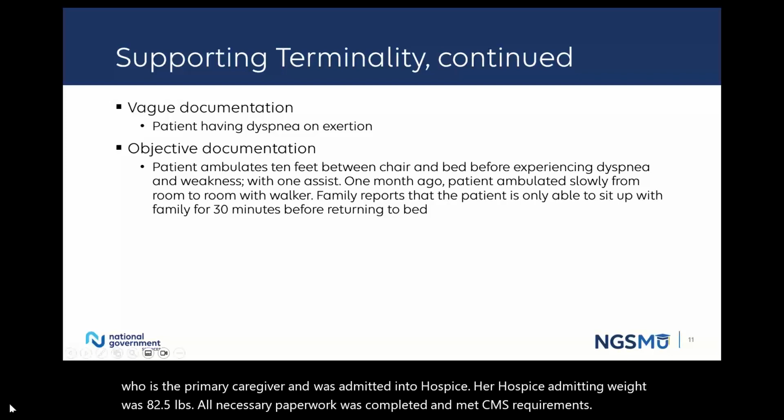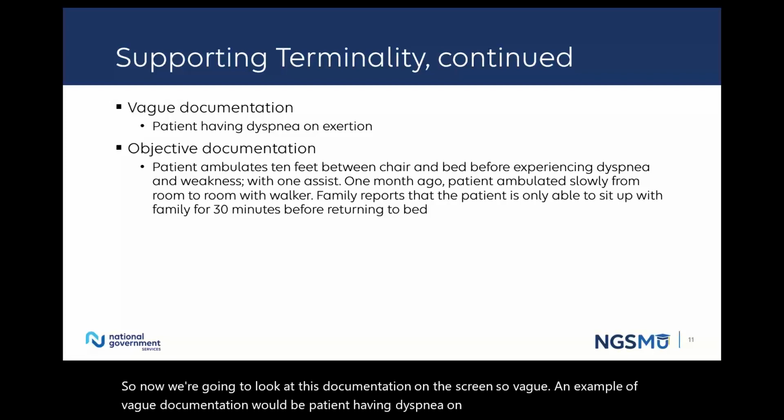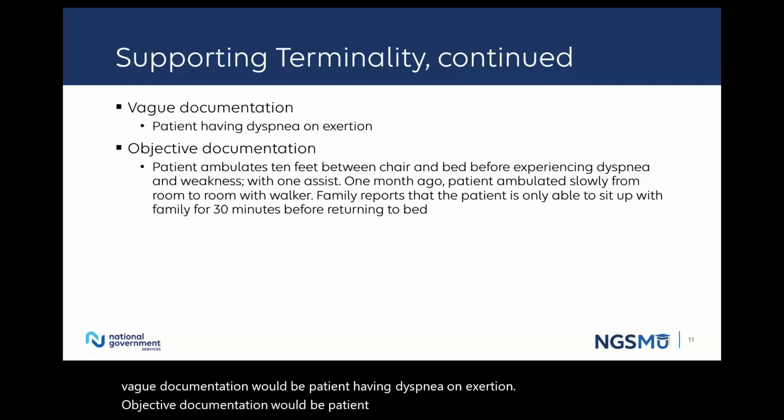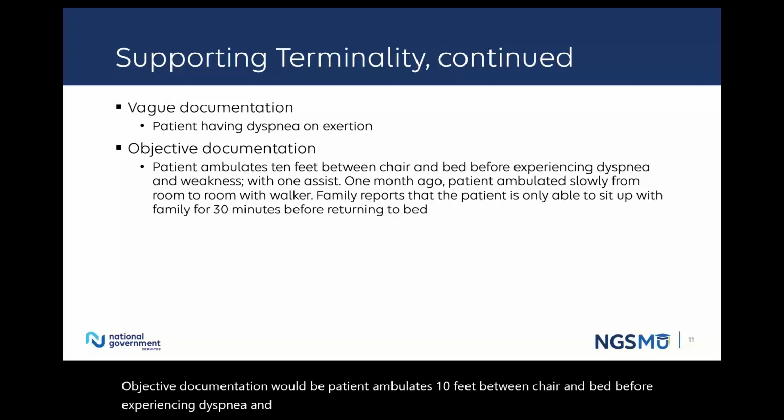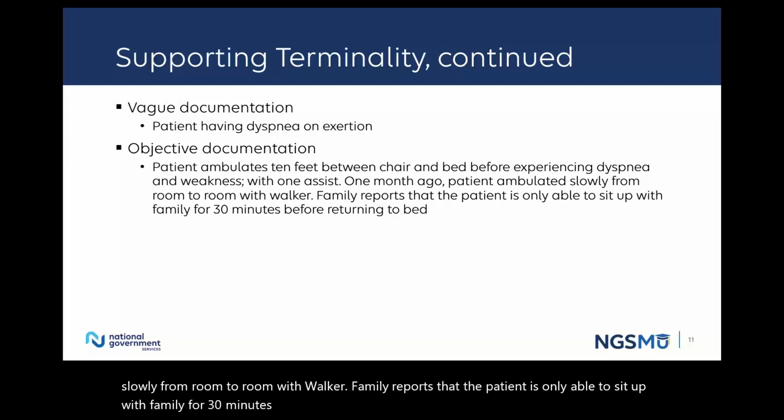So now we're going to look at this documentation on the screen. An example of vague documentation would be "patient having dyspnea on exertion." Objective documentation would be "patient ambulates 10 feet between chair and bed before experiencing dyspnea and weakness with one assist. One month ago, patient ambulated slowly from room to room with walker. Family reports that the patient is only able to sit up with family for 30 minutes before returning to bed."